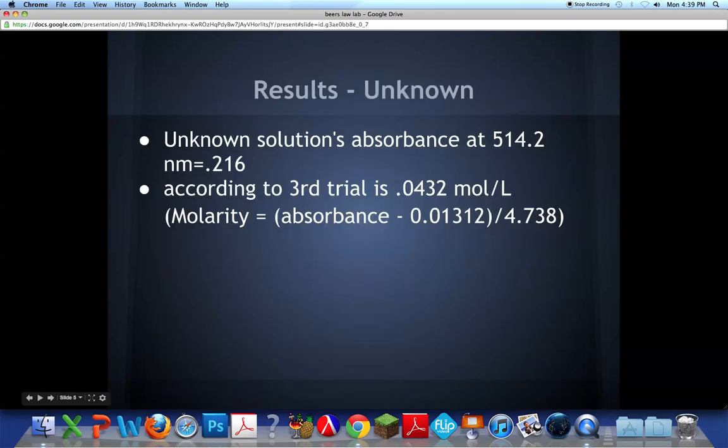The unknown solution absorbance at 514 nanometers is 0.216. Now, 514 nanometers is the highest absorbance that we had of all the wavelengths for the 0.1 molar solution, which is why we used it. According to the third trial, the molarity would be 0.0432 based on this equation of, again, the y-intercept and the slope.